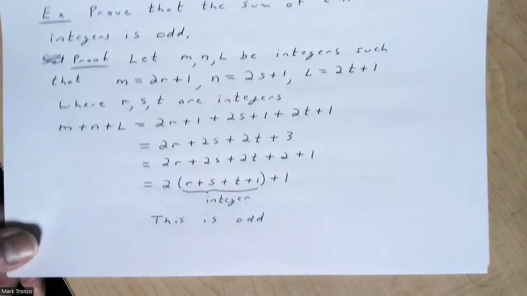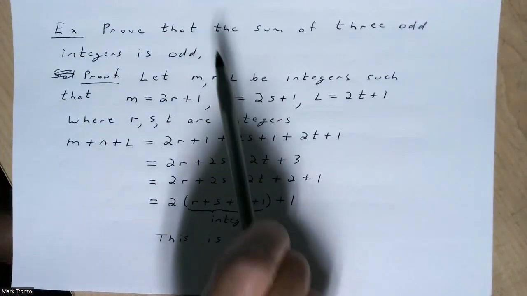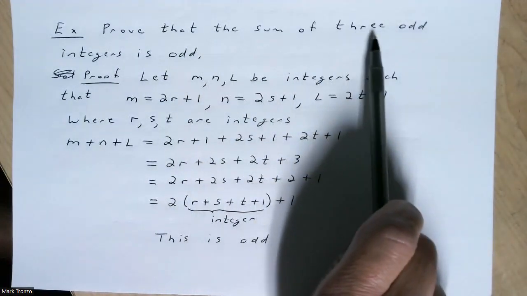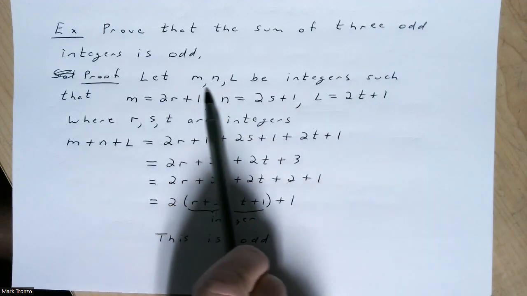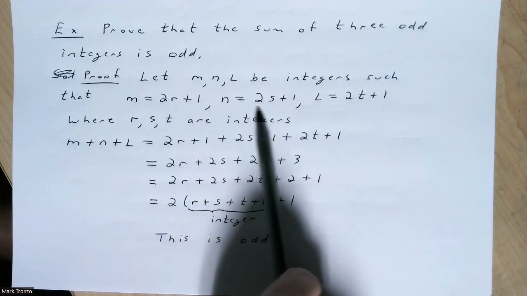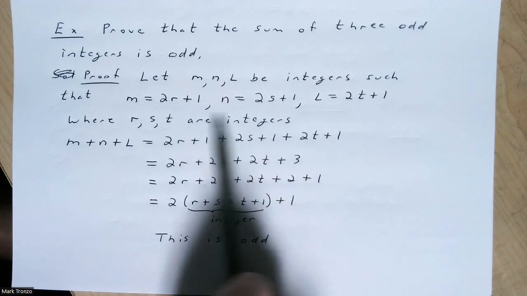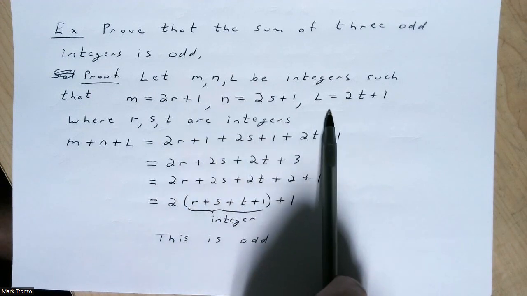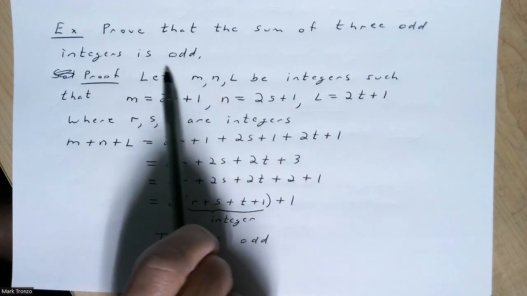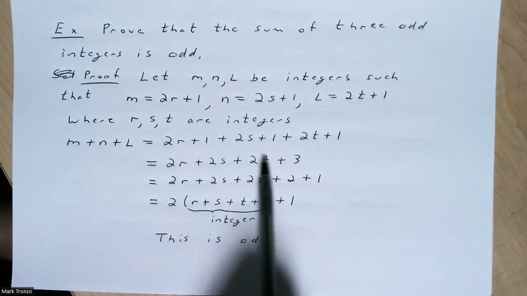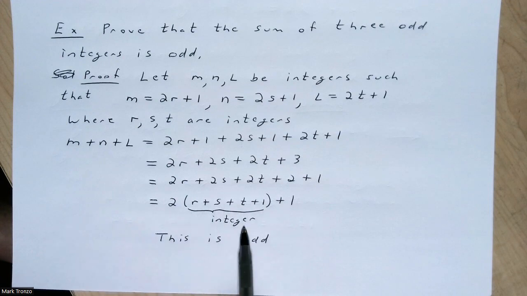So notice in order to prove this, we started out with what we had to start with. We wanted the sum of three odd integers. So we let M, N, and L be the three odd integers. And we had to put them in the form of odd. And then we want to show that the result was odd. So we added them together and got them in the form 2 times integer plus 1, which is the odd. Now let's take a look at another one here.